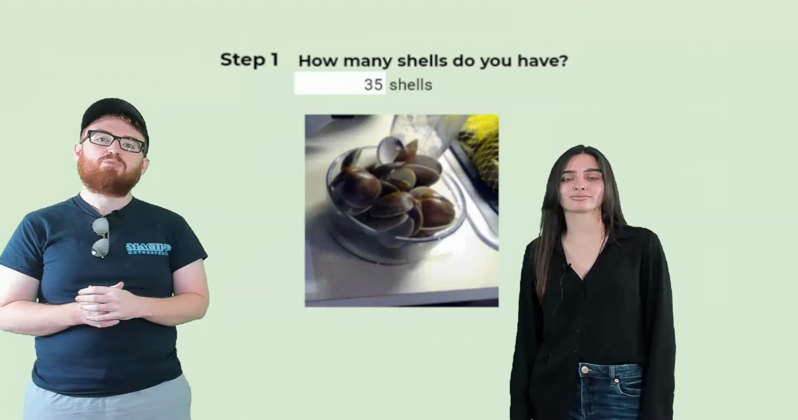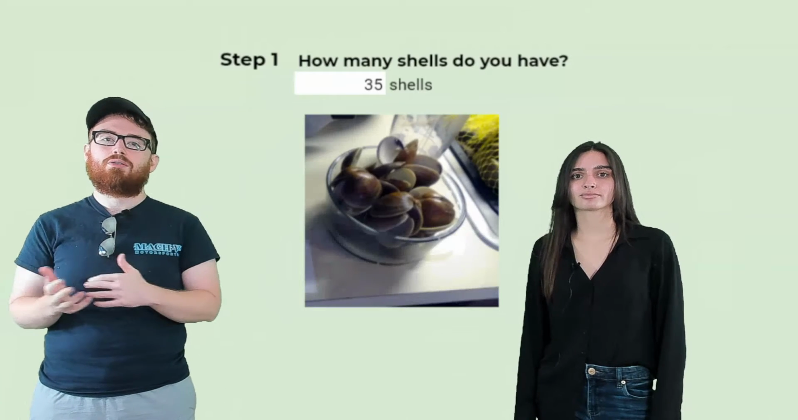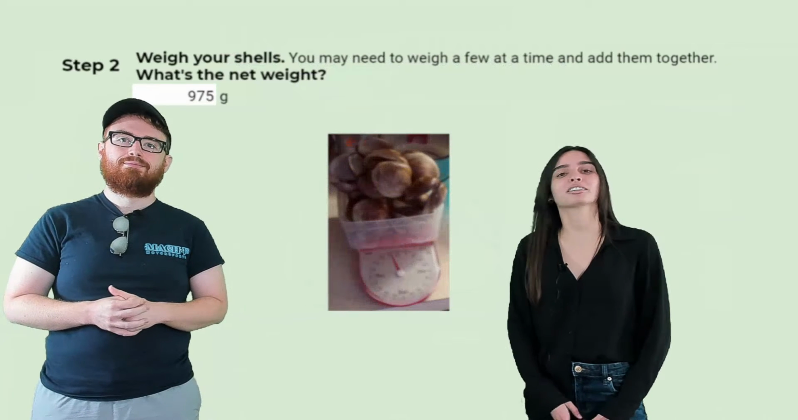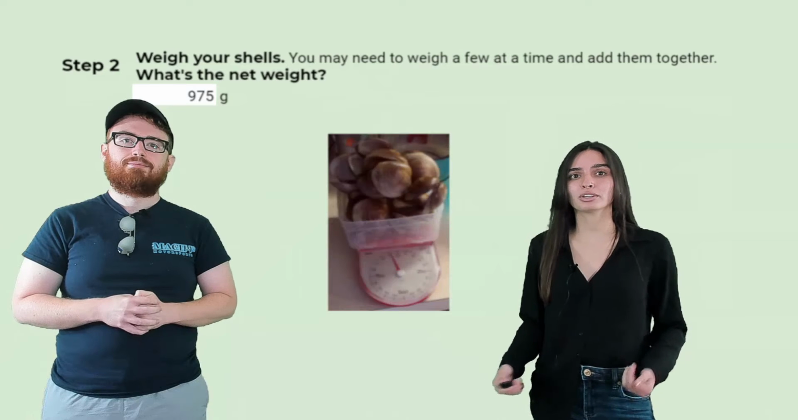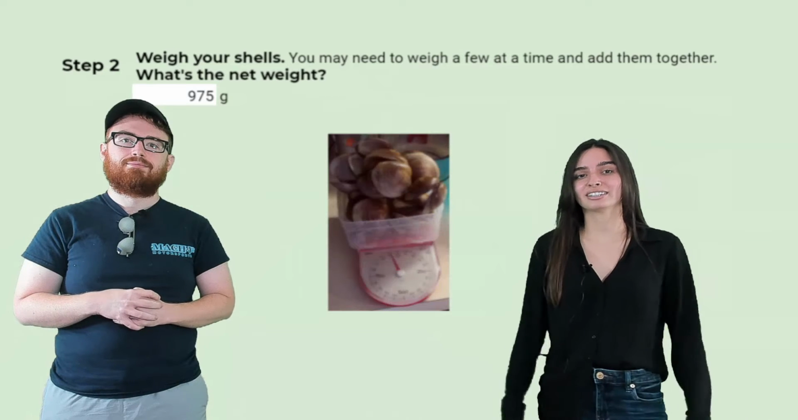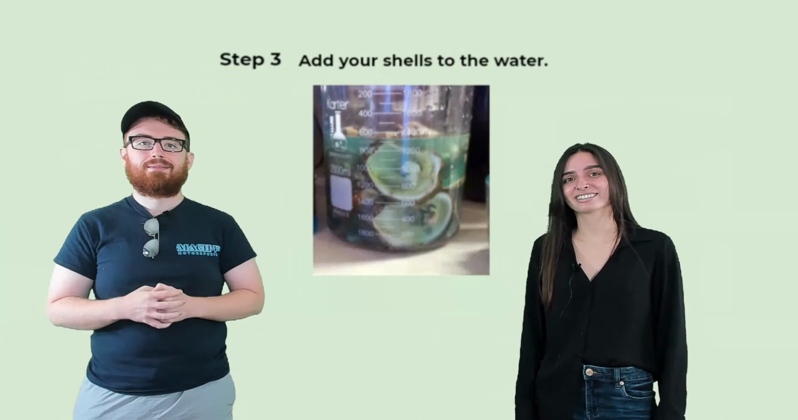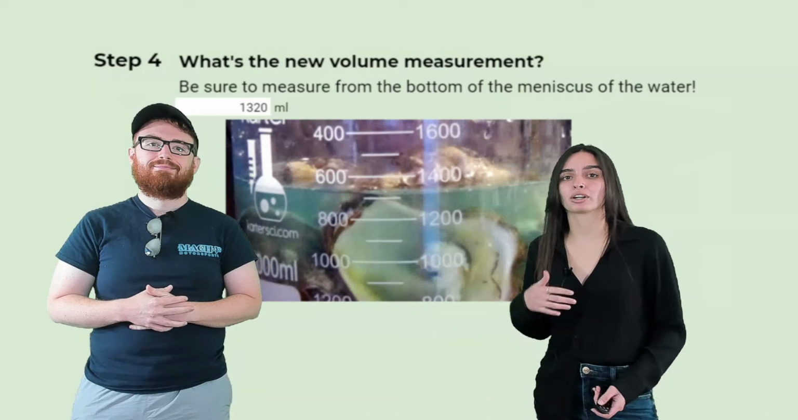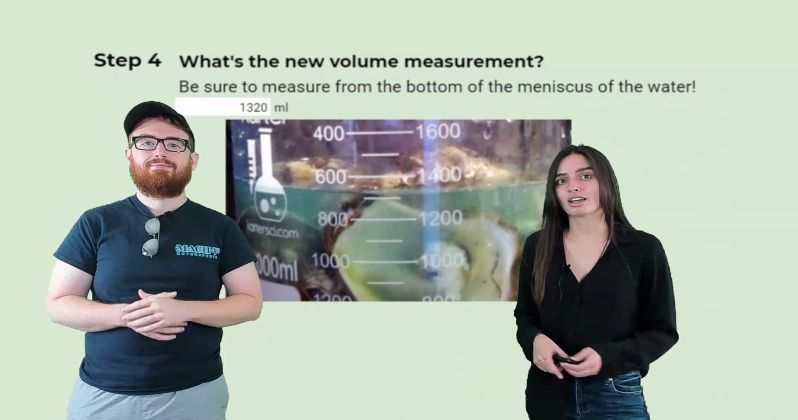So the first step is to count how many shells you have so that you'll know how much CO2 per shell you have at the end. And then after that, you're going to want to go ahead and weigh your oysters. Make sure you record that number because you're going to need it. And then you will add your shells to the water. And then after that, you're going to go ahead and see how much the water has increased, so you can see how much displacement has occurred.